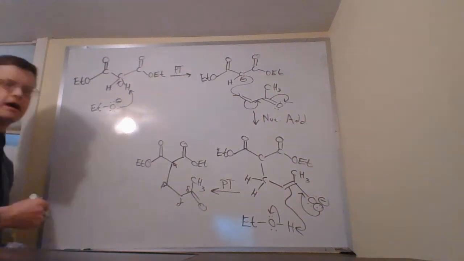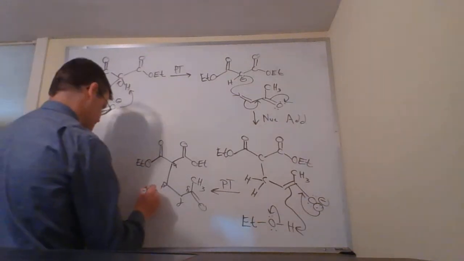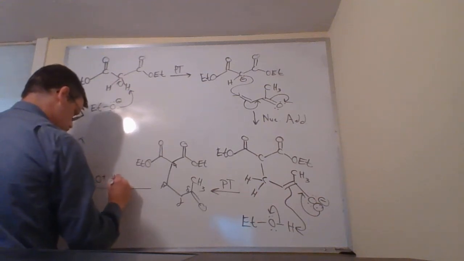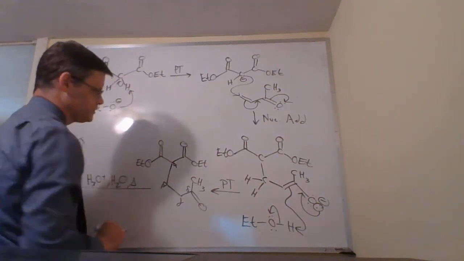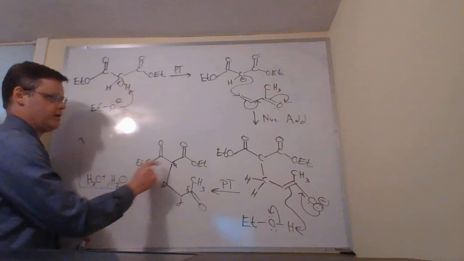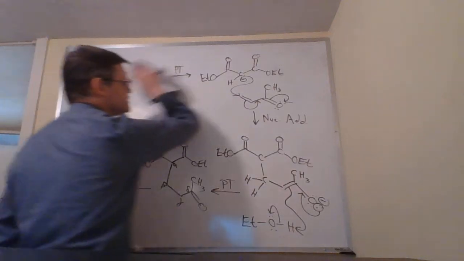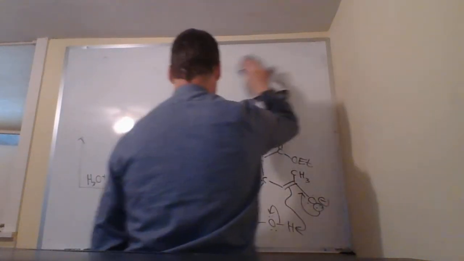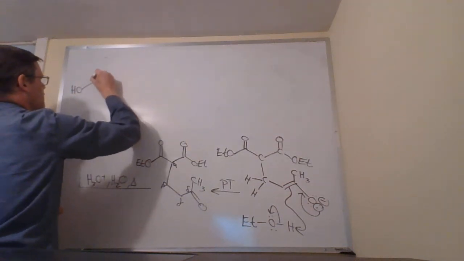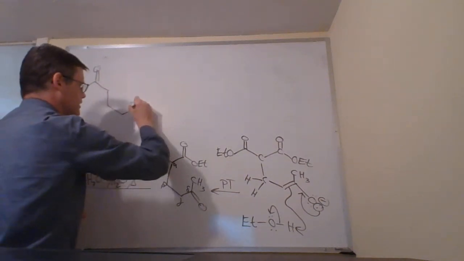So this is where the hydrolysis and decarboxylation parts of the malonic ester synthesis come into play. Now we're going to add H3O+, H2O, and heat. The first thing we're going to do is an acid catalyzed hydrolysis of these esters. That's going to turn them into carboxylic acids. So we'll come back up here. And now we're looking a little bit more like our final product.